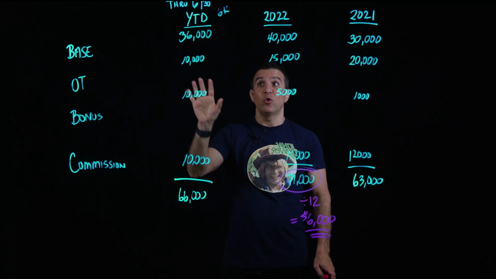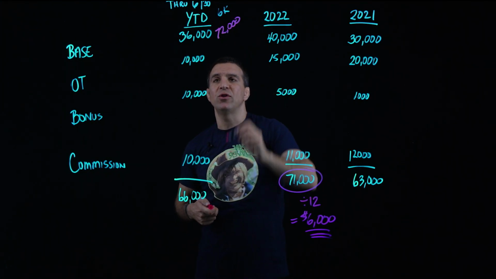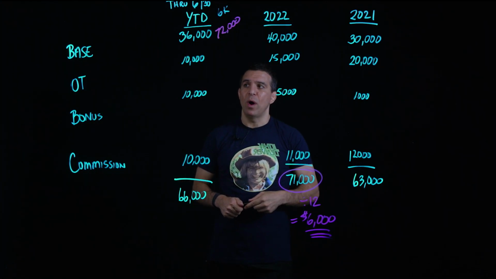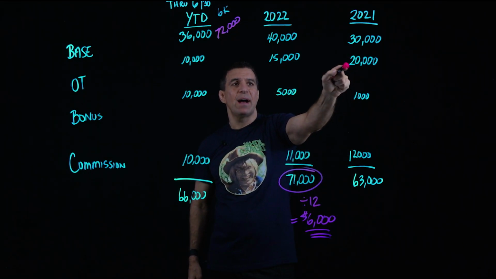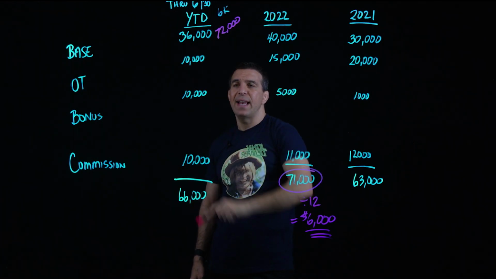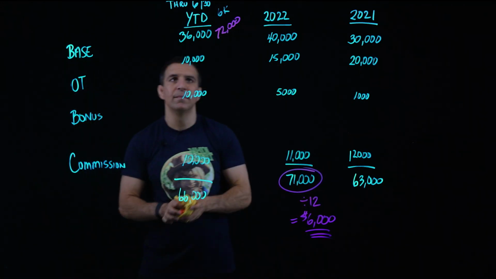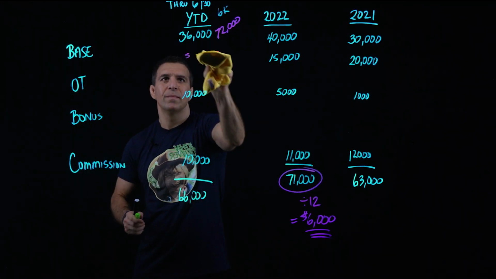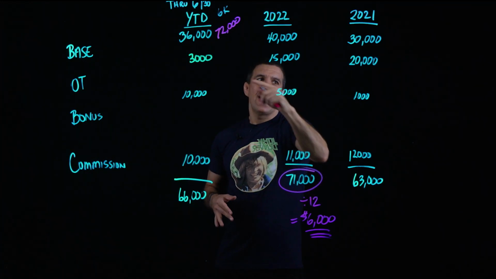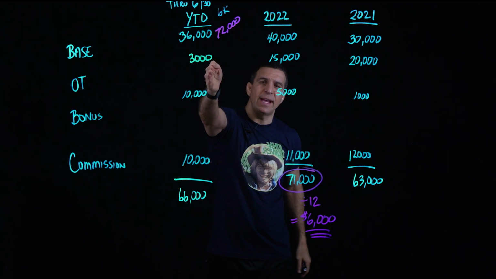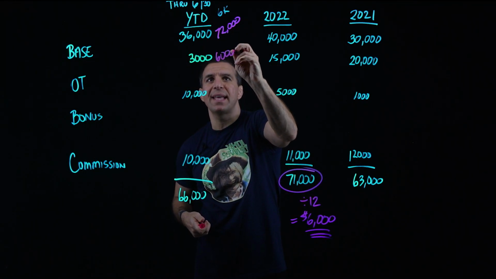They got a pay raise to a $72,000 salary. So their salary is 72 grand, okay? But watch this one. Overtime. Overtime went from 20,000 to 15,000. Year to date's 3,000. That means they're on pace for 6,000. So they're pacing for 6,000, okay?